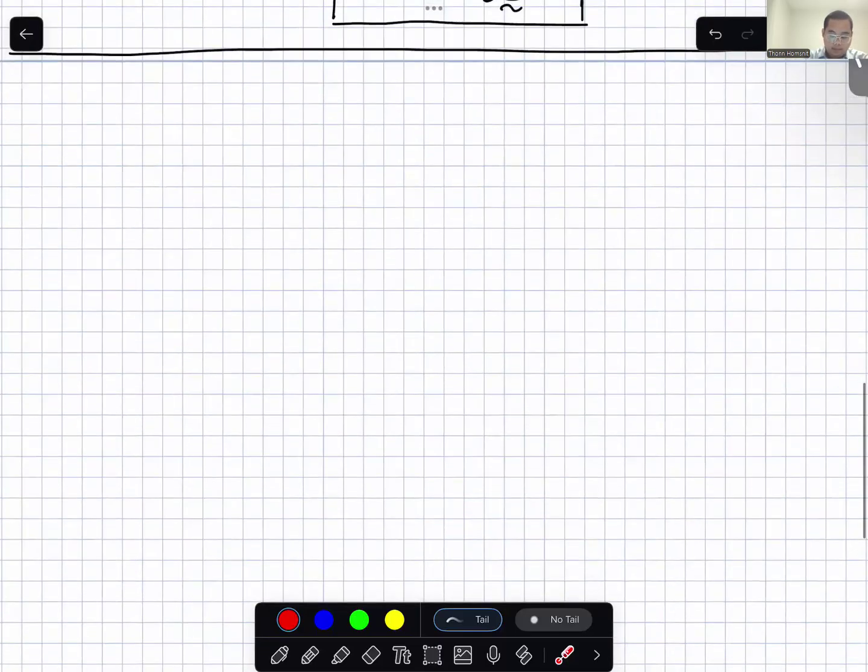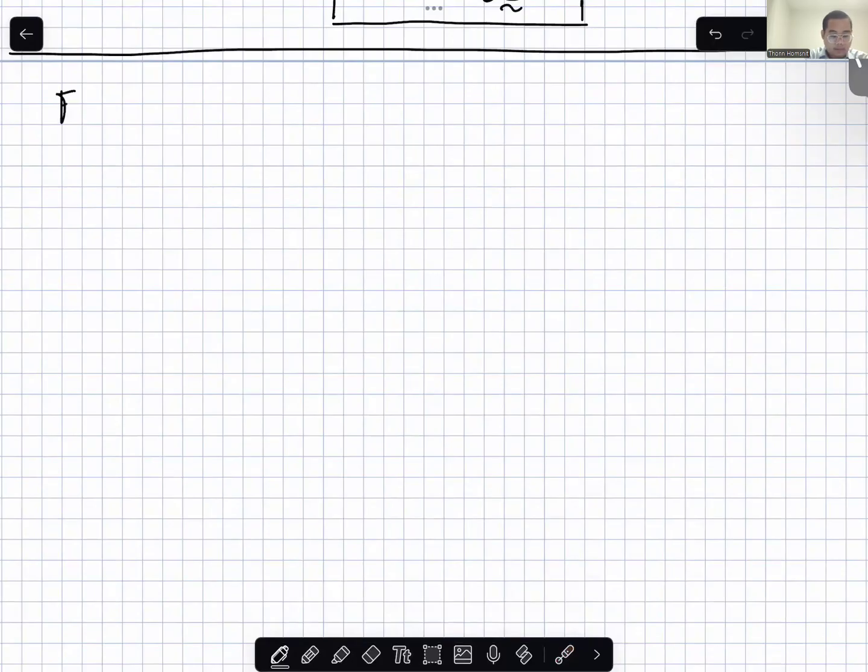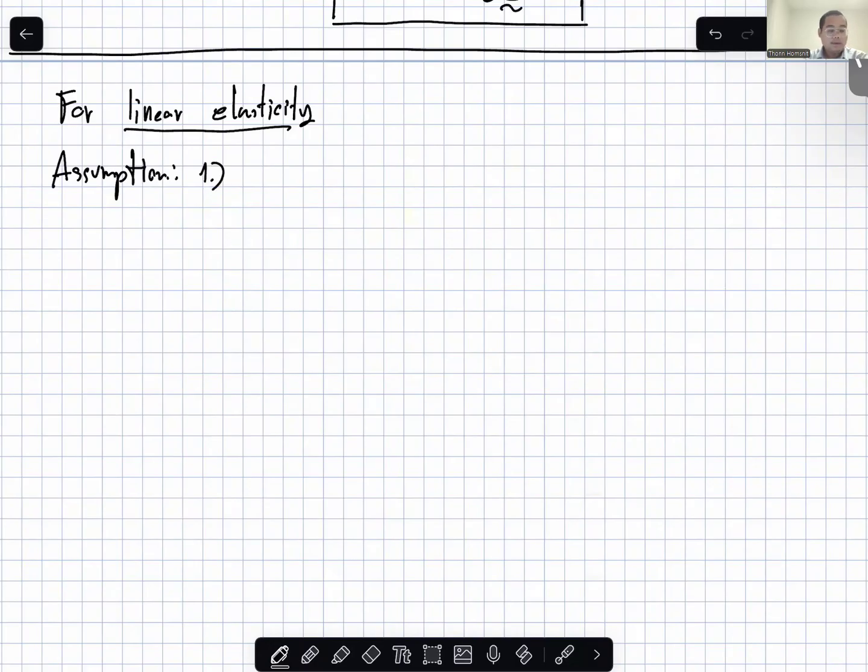For linear elasticity, we have two assumptions. The first one is that the reference configuration is natural. In other words, it is stress-free.